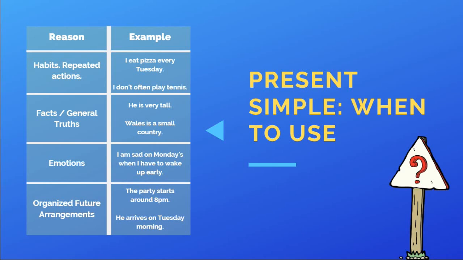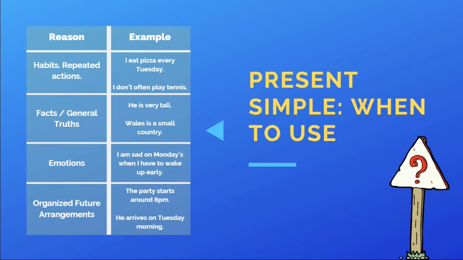The next use is facts and general truths. He is very tall. It's a fact. I look at him and I know he is very tall. It's a fact. The next example, Wales is a small country. It's not a big country. It's not going to be a big country, at least not anytime soon. So it's a fact. It's a truth. It's something we all have to accept.